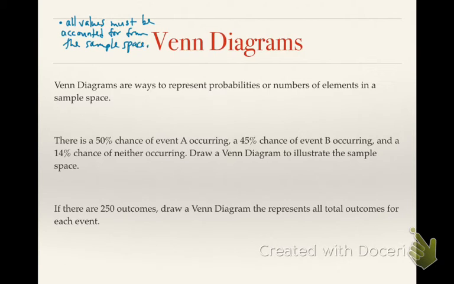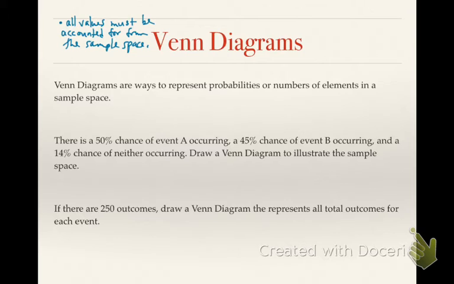So if you're dealing with things in terms of percents, they must add up to 100%. If you're dealing with things in terms of numbers, they have to add up to the total number of things. If you're dealing with probabilities, you have to make sure that they all add up to 1. Okay? So you have to make sure that all values from the sample space are accounted for.